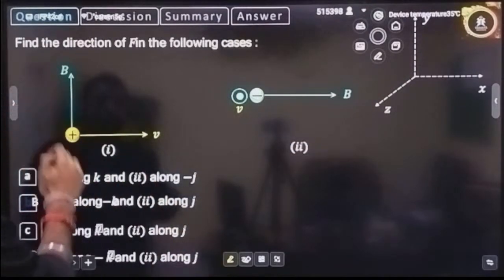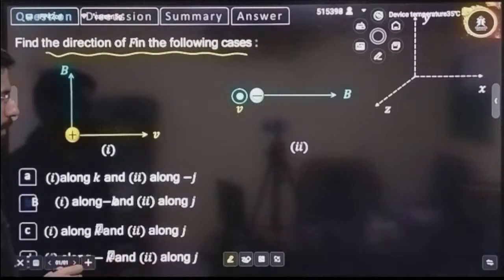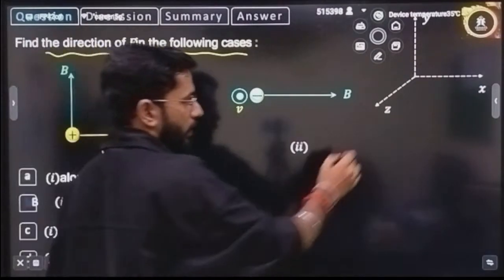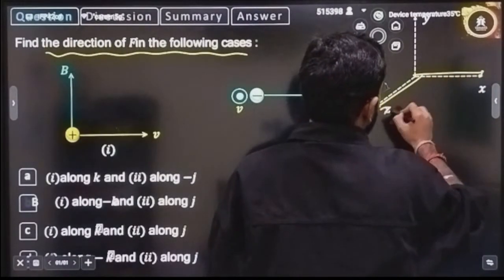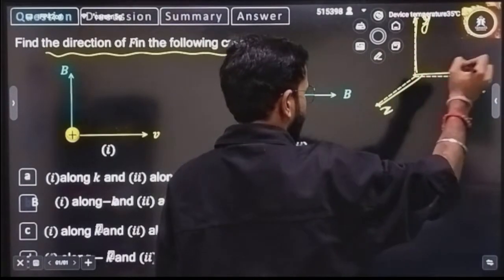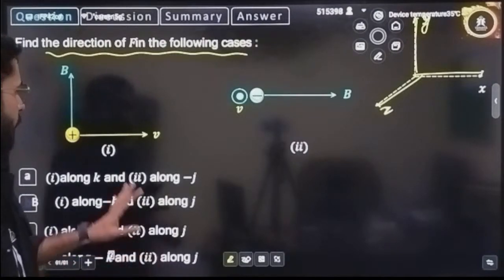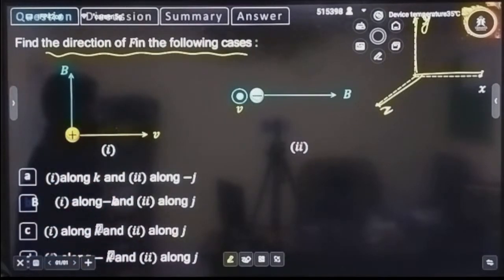Now see. Find the direction of the following cases. Two cases are given here, and the directions are also shown. This is the x-axis, this is the z-axis, and this is the y-axis. You can assume the z-axis is coming outside the plane. You have to tell me where this charge is going to move. How will you find it?